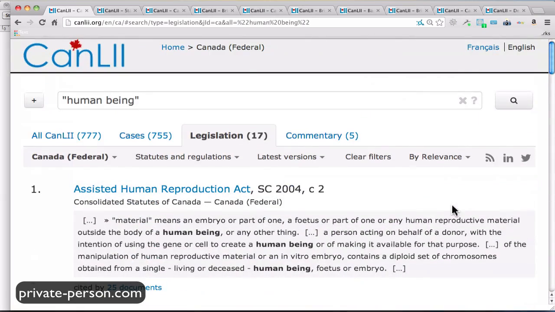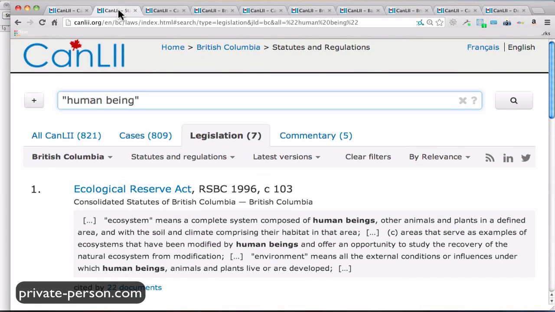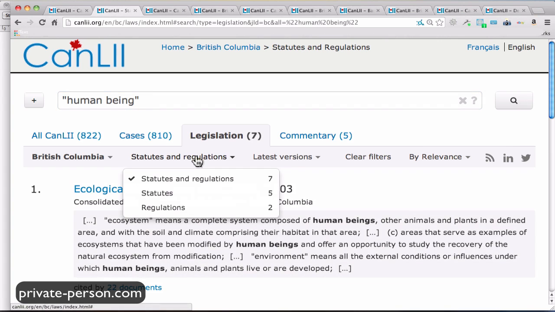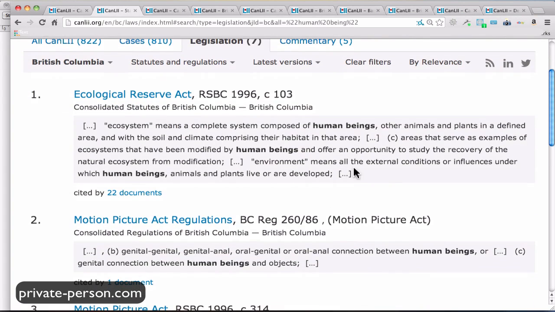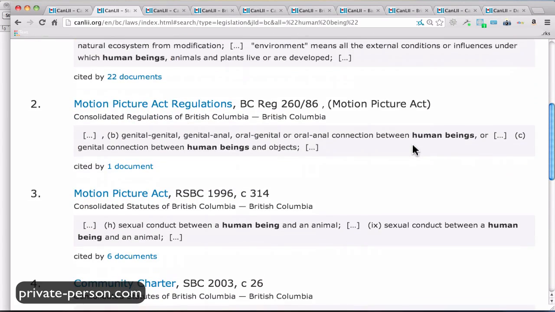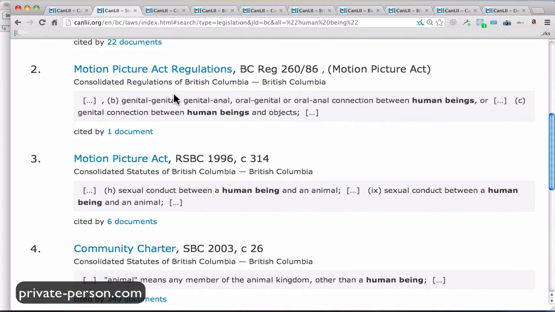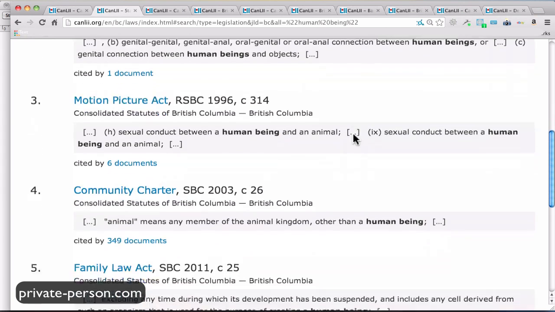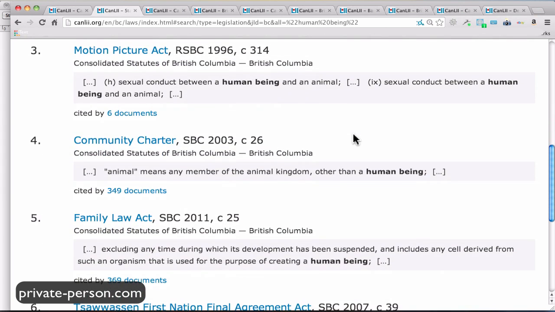All right, so interesting. So let's look at human beings in British Columbia. You can look in your own jurisdiction, of course. It shows up in 7 different acts, and it's 5 statutes and 2 regulations. So Ecological Reserve Act, complete system composed of human beings, other animals, and plants. There's that animals and plants thing again. Motion picture regulations, genital, etc. So basically no visual sex acts allowed between human beings on their motion picture laws. Sexual conduct, all right.